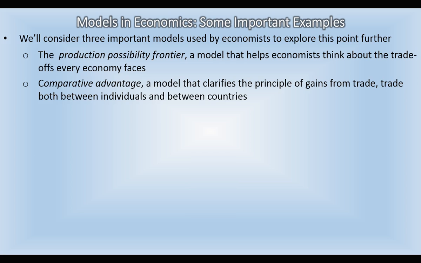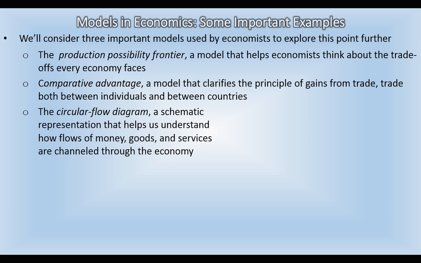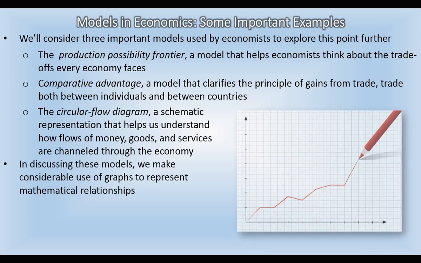We'll also look at the comparative advantage model, a model that clarifies the principle of gains from trade. Remember, that's one of the principles from the last chapter that said that if people trade with each other, they can create more benefit than if they try to produce everything on their own. So trade between individuals and between countries can be analyzed with this model. It goes back to the 18th century, when David Ricardo came up with it. And the circular flow diagram is something we'll also look at, a schematic representation that helps us understand how flows of money, goods, and services are channeled through the economy.